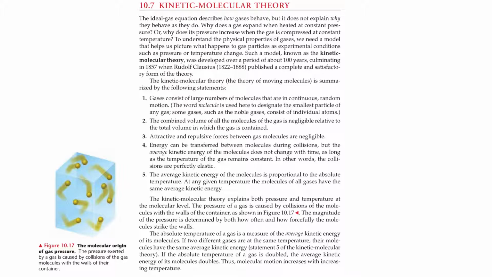To understand the physical properties of gases, we need a model that helps us picture what happens to gas particles as experimental conditions such as pressure and temperature change. Such a model, known as the kinetic molecular theory, was developed over a period of about 100 years, culminating in 1857 when Rudolf Clausius published a complete and satisfactory form of the theory. The kinetic molecular theory, the theory of moving molecules, is summarized by the following statements.